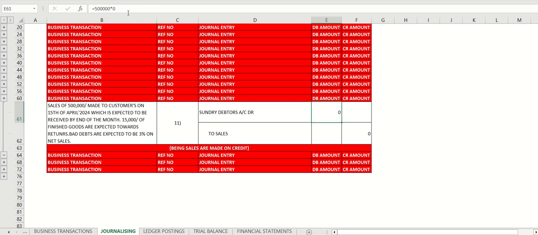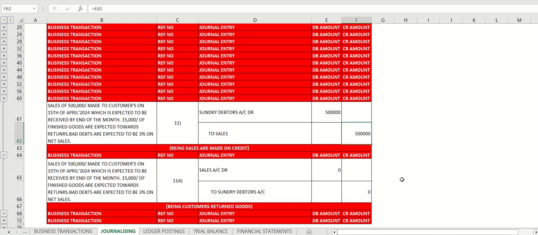Okay, now see, 5 lakhs is my total sales. So sundry debtors account debit to sales account. Okay, so now the next entry would be, what is the next entry? There will be returns, right? 15,000 are the returns, right?